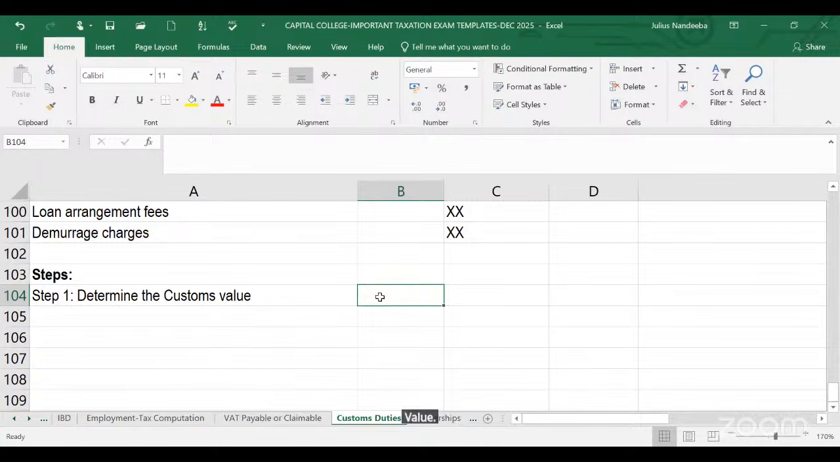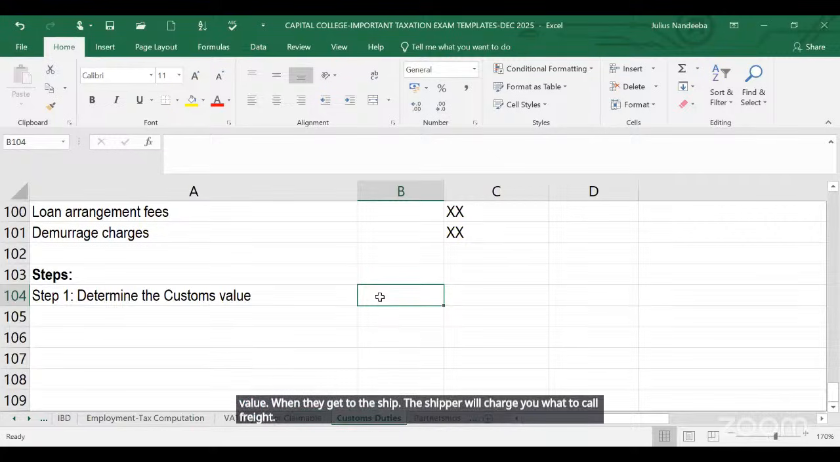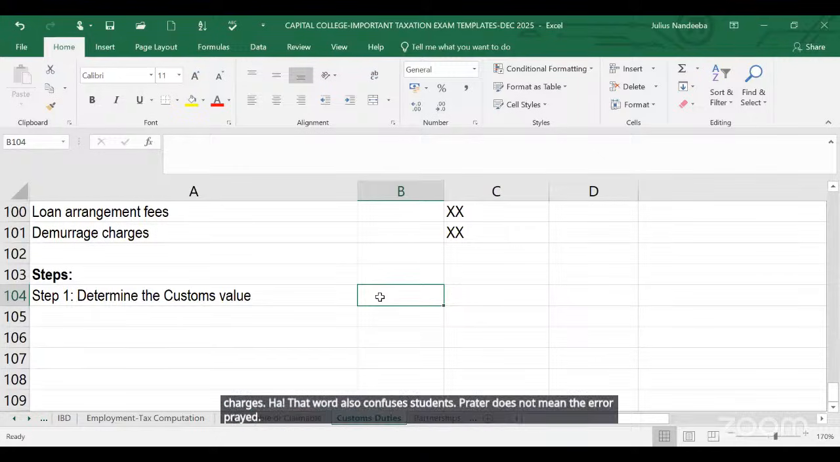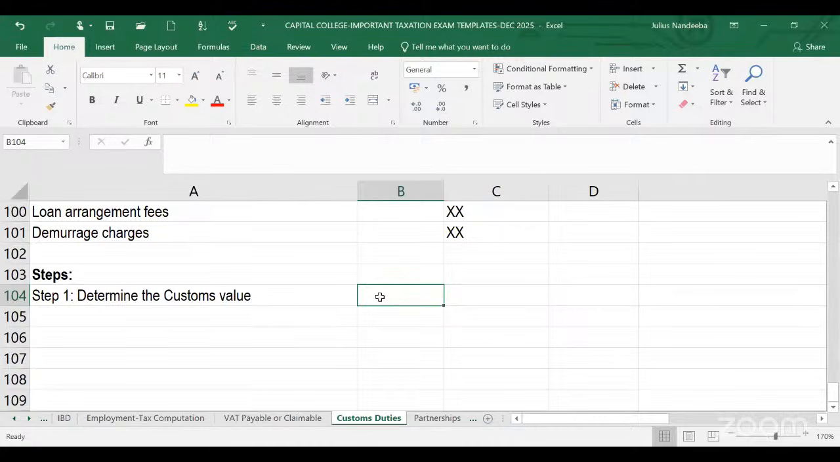When they get to the shipper, the shipper will charge you what you call freight charges. That word also confuses students. Freight does not mean the aeroplane. Freight can be on water, it can be on road, it can be in air. So when they say freight, it does not mean flying. Freight is transport. Are we together? So do not confuse freight with air freight. Those are two different things.